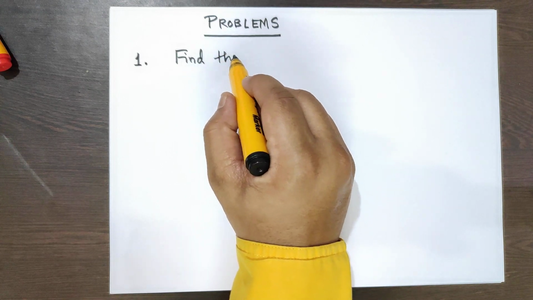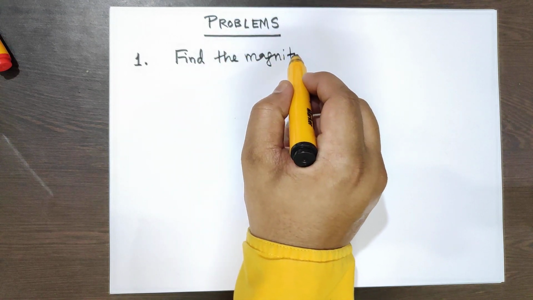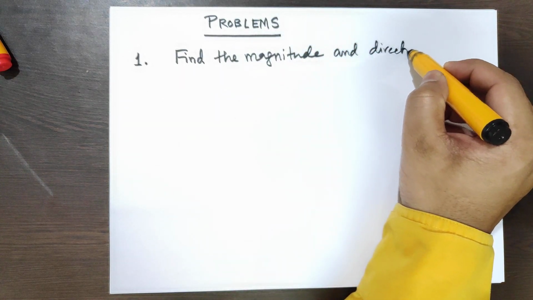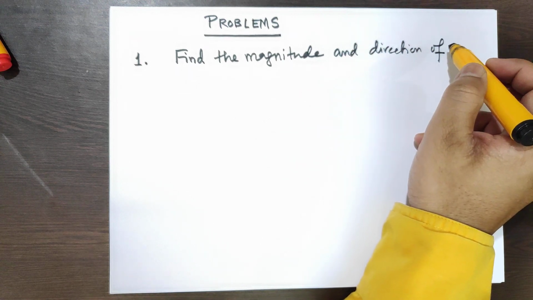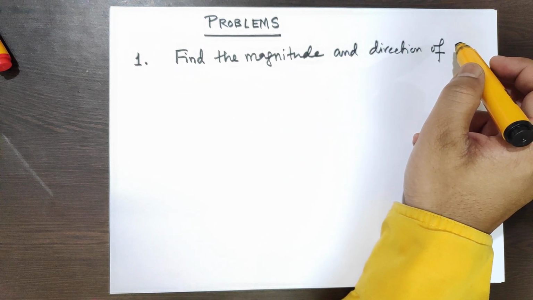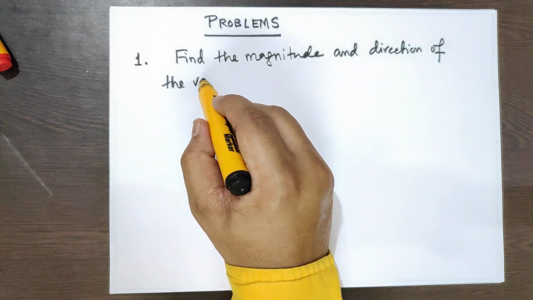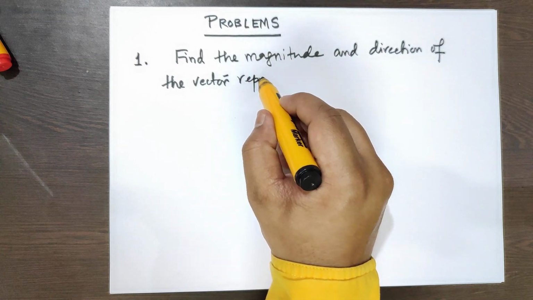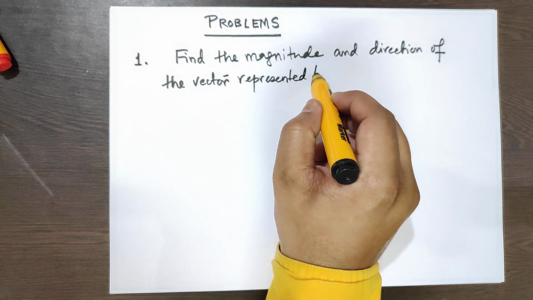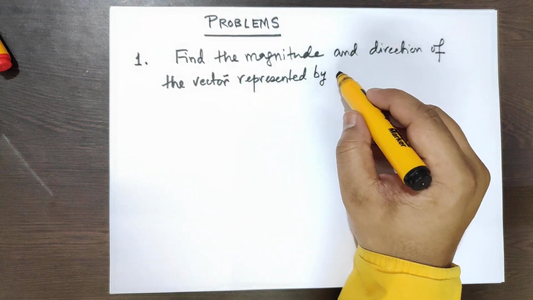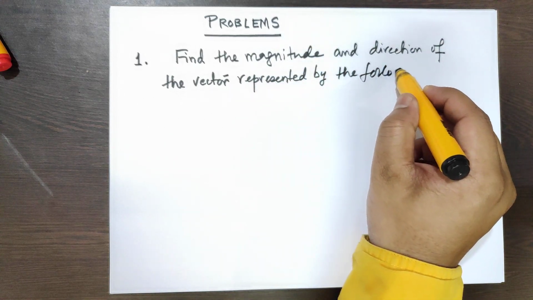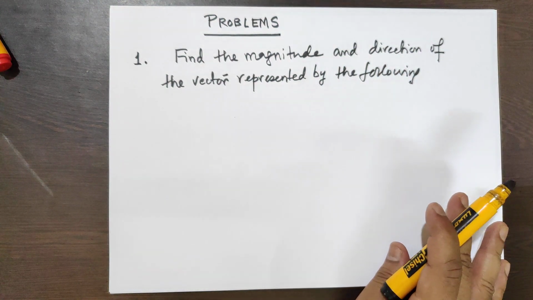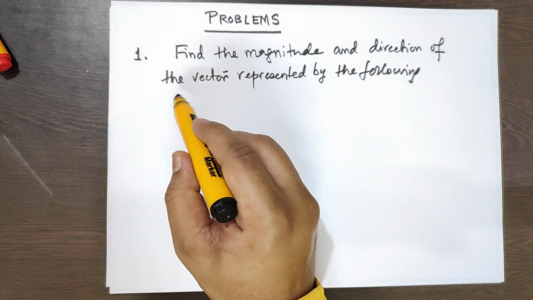Find the magnitude and direction of a vector represented by the following components. Okay.